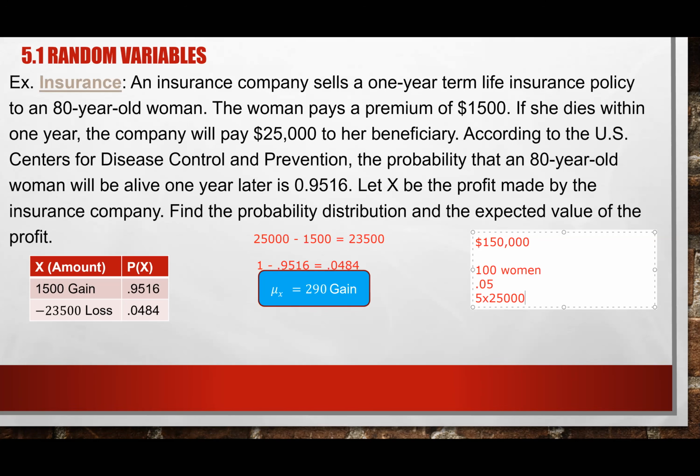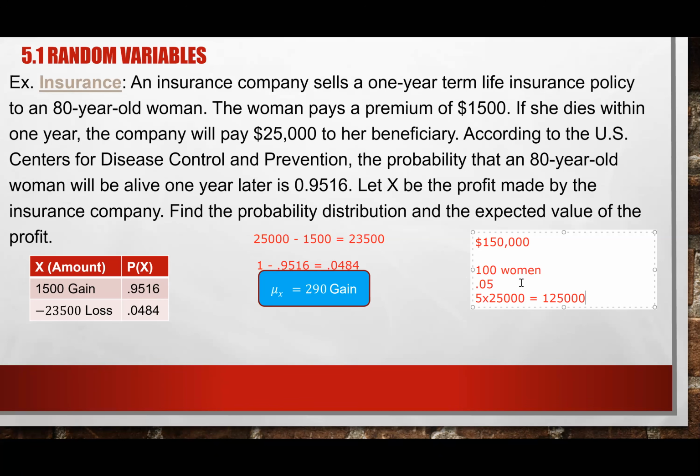Do you agree that 5 times 25,000 will give us 105,000, right? Meaning, if we were to sell 100 policies, based on the probability we conducted, roughly 5% of these ladies die. Because of that, we know that we pay out this much, but we still gain 25,000, right? Meaning, on average, we still gain something, okay?